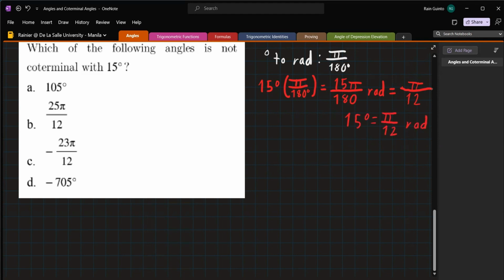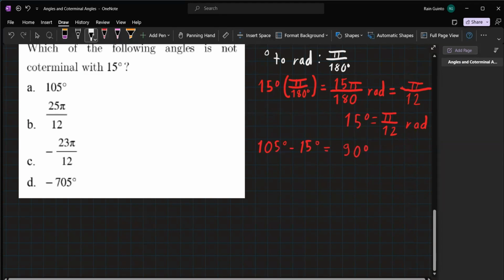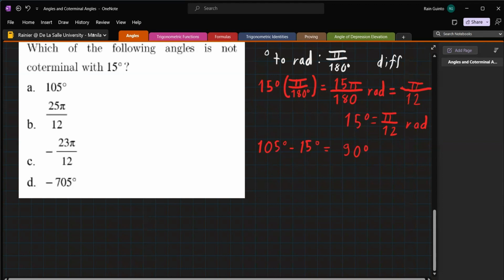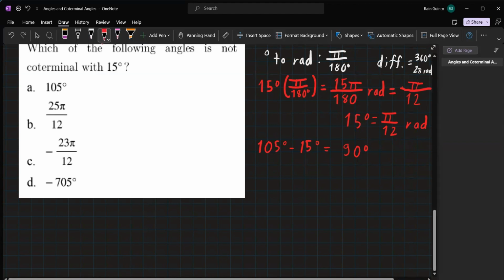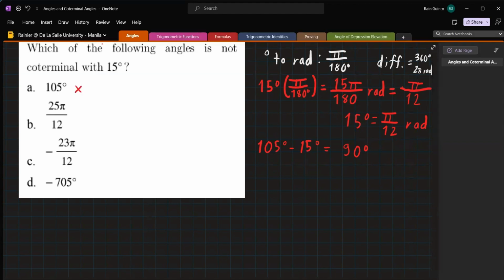From here, we can now solve for which one of these is not coterminal with 15 degrees. Let's start with 105 degrees. 105 degrees minus 15 degrees is equal to 90 degrees. However, for two angles to be coterminal with each other, their difference must be a multiple of 360 degrees or 2 pi rad. That means that 105 and 15 degrees are not coterminal with each other because they have a difference of 90 degrees, which is not a multiple of 360 degrees.